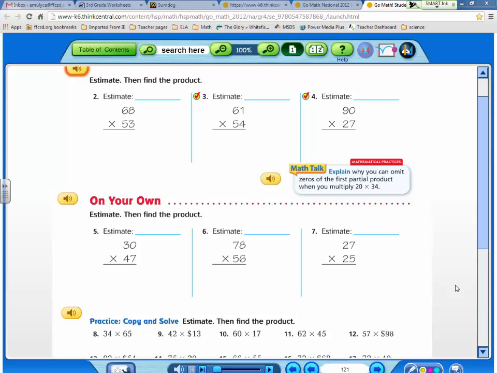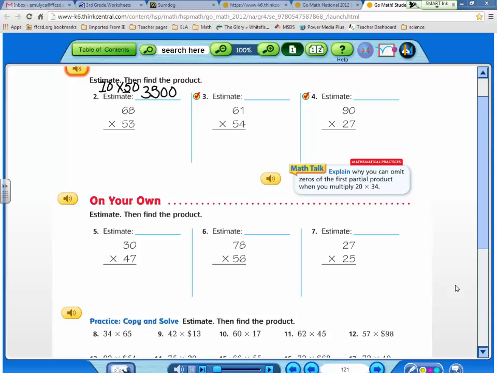We want to round to estimate, so 68 rounds to 70 and 53 rounds to 50. And here we have our 7 times 5 is 35, and we add our two zeros. So that's basic straightforward estimating.